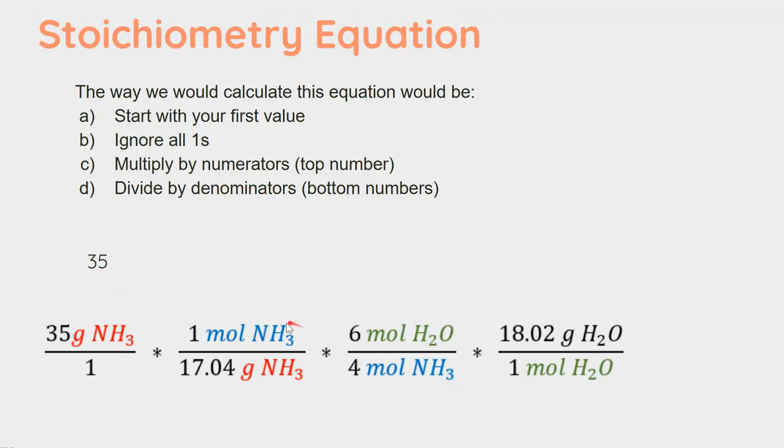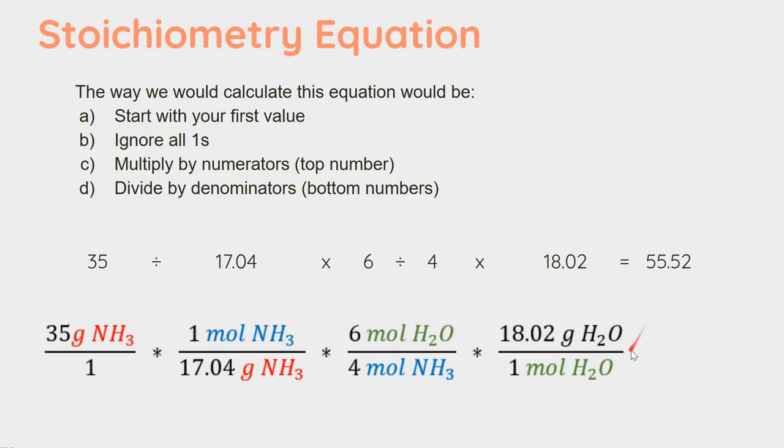And in this first fraction, because the 17.04 is in the denominator, we're going to divide by 17.04. In our next fraction, we have a 6 in the numerator and a 4 in the denominator. So we will multiply by 6 and then divide by 4. We'll just do these one after another. And in our last fraction, we have 18.02 in the numerator. So we'll multiply by 18.02. Now, if you type this exactly as it's shown into your calculator, you'll get 55.52.